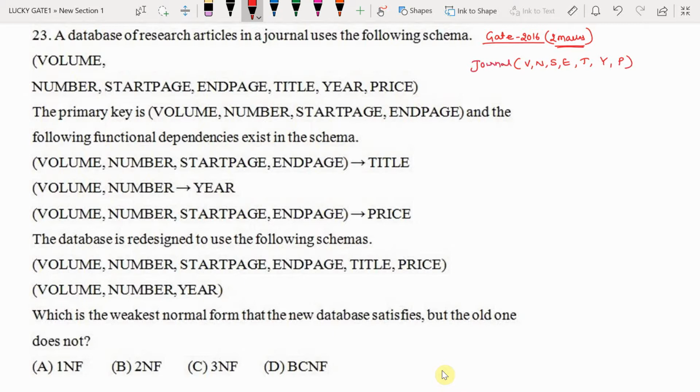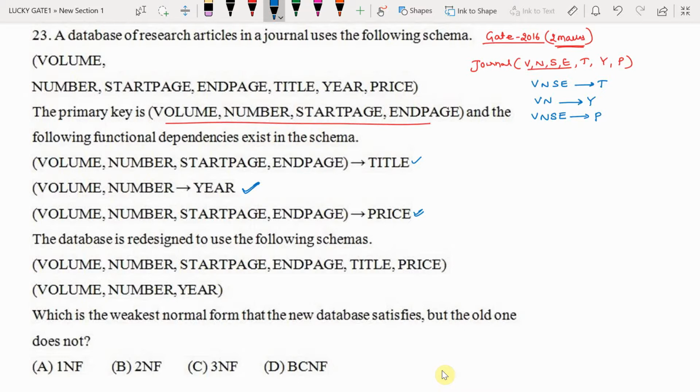Because this is a schema of a journal and it is clearly given, the primary key is volume, number, start page, end page. This is given. Volume, number, start page, end page. And the following functional dependencies. Now what are the functional dependencies? The first dependency is volume, number, start page, end page determining title. The second dependency, volume, number, determining year. And the third dependency, volume, number, start page, end page, determining price.